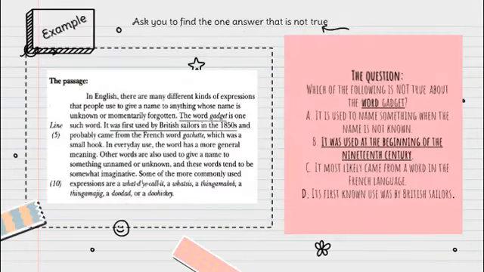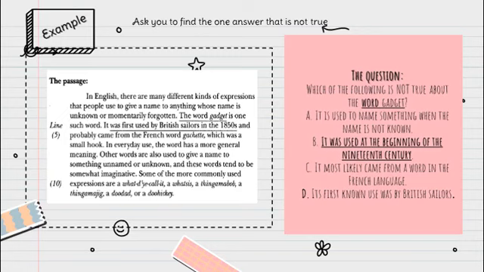Let's read the example. In English, there are many different kinds of expressions that people use to give a name to anything whose name is unknown or momentarily forgotten. The word gadget is one such word. It was first used by British sailors in the 1850s and probably came from the French word gâchette, which was a small hook. In everyday use, the word has a more general meaning.